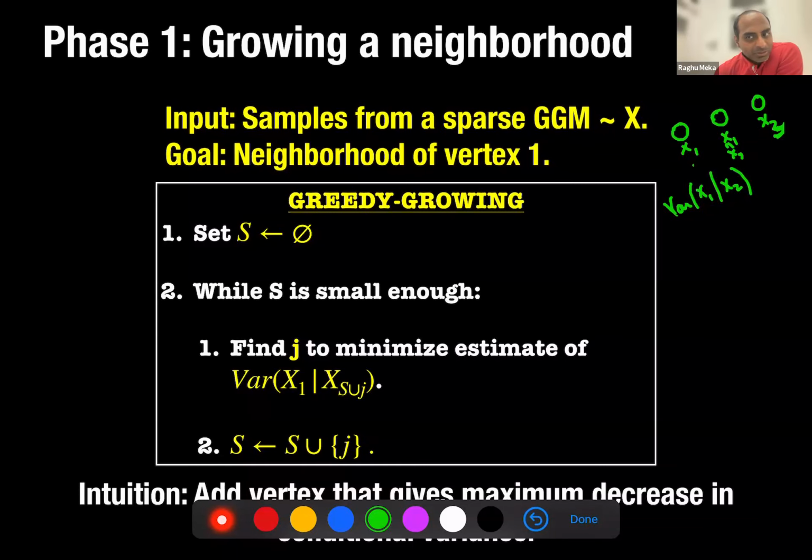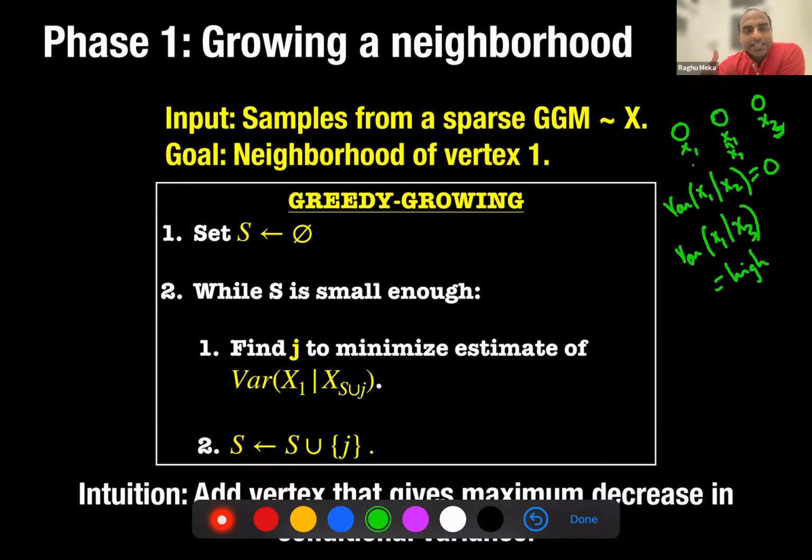If I give you x2, what does it tell me about x1? It's fixed. So the conditional variance is 0, right? On the other hand, variance of x1 given x3 is high because they are independent. Okay. So at least qualitatively, it's saying that if x2 contains a lot of information about me, then conditioning on x2, my variance should decrease.